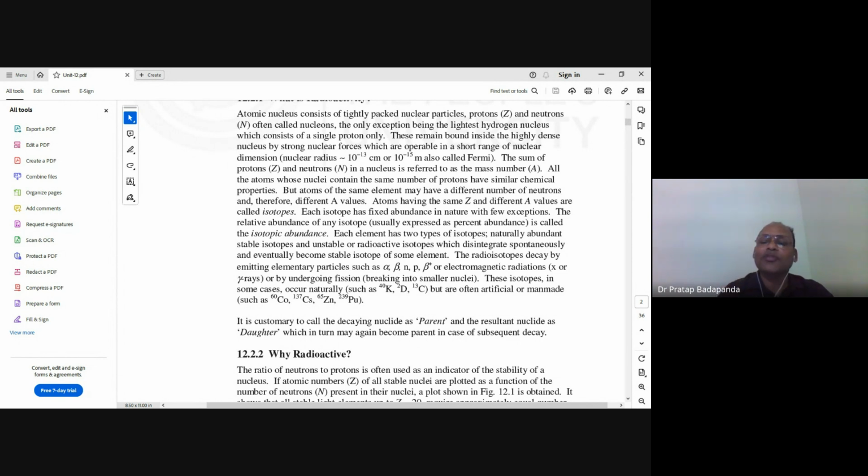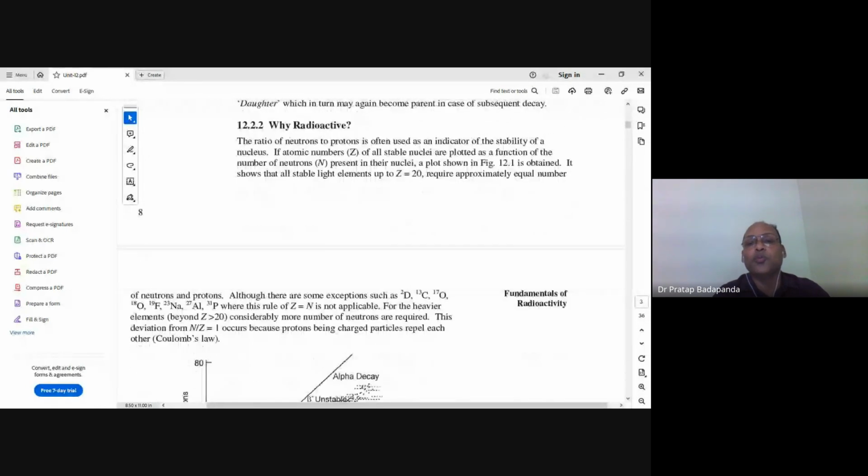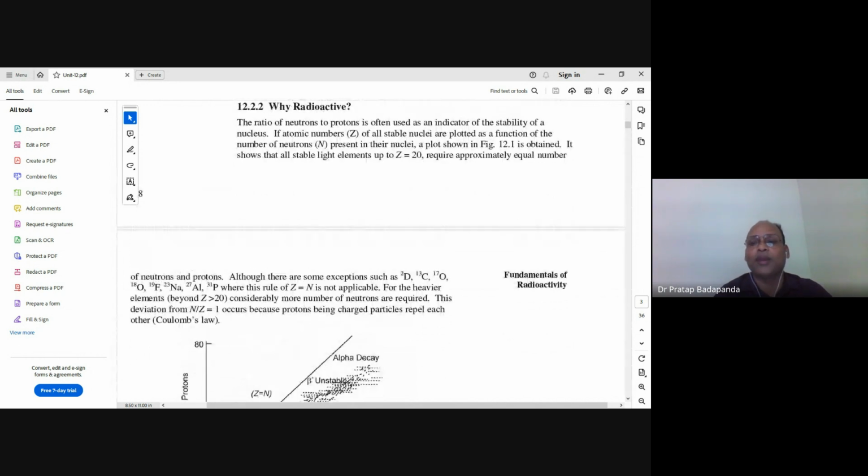Okay, so now why radioactives? What is the nature behind this, why is it known as radioactives? The ratio of neutron to proton is often used as an indicator of the stability of a nucleus. So the stability of a nucleus is given by the ratio of neutrons to protons. If the atomic number Z of all stable nuclei is plotted as a function of the number of neutrons present in the nuclei, the plot is shown in figure 12.1.